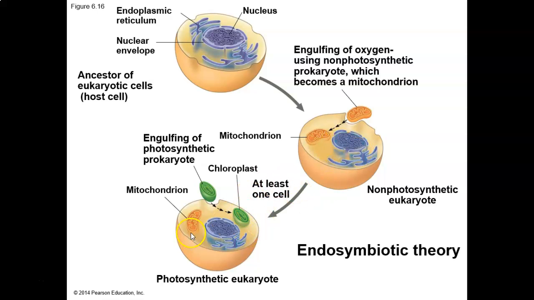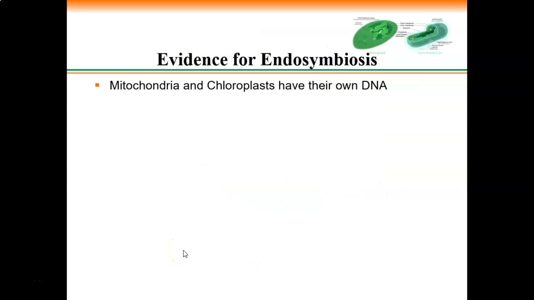And at least one other time, a similar event occurred where you have the engulfing of a prokaryotic organism, in this case, one that was doing photosynthesis, and it ended up benefiting both cells, and it didn't break down that chloroplast. And again, evolution, hundreds of thousands of years, that is now going to be one photosynthetic eukaryotic cell.